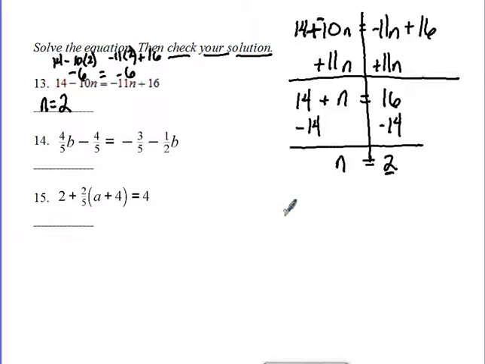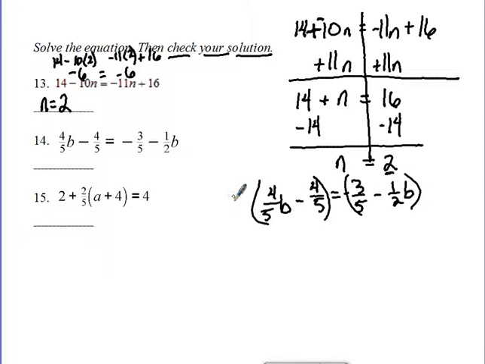All right, let's take a look at the next equation. We have fractions in this one, and many students really despise fractions or are very uncomfortable at the very least with fractions. So one way to get rid of fractions is multiply by the denominator of those fractions. If we take this equation, 4/5 b minus 4/5 equals negative 3/5 minus 1/2 b, and we multiply both sides of the equation by the denominator 5.